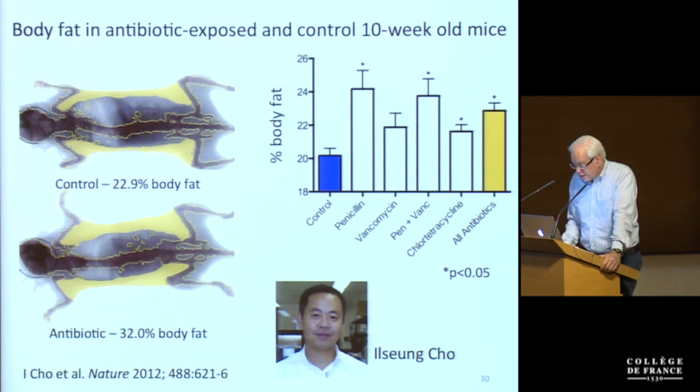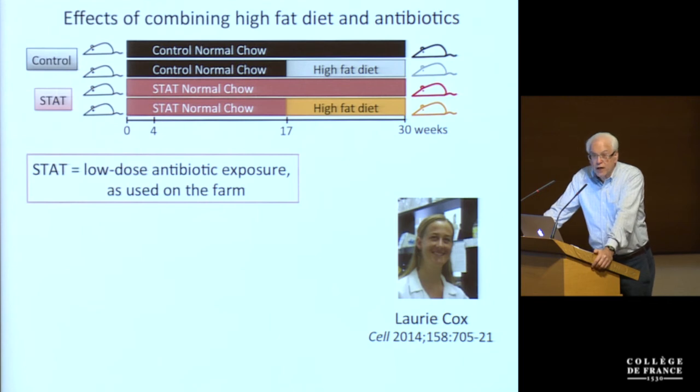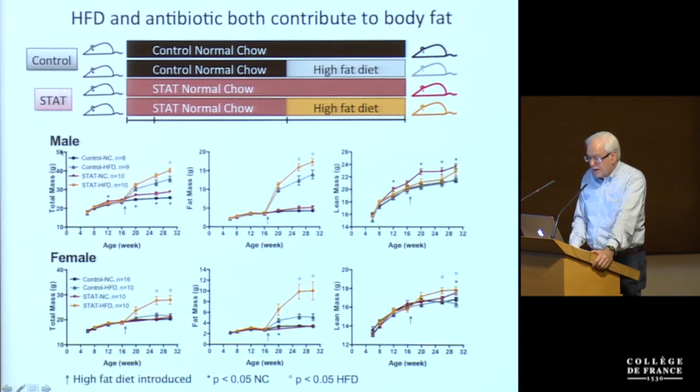But I'm going to go on to the next study, which was led by Laurie Cox when she was a graduate student in the lab. Laurie asked, what are the effects of combining a high-fat, high-calorie diet and antibiotics? So she gave mice the low-dose antibiotic exposure used on the farm. In this case, it was penicillin, or not. All the mice were started on normal chow, and at week 17 of life, half the mice were put on a high-fat diet. We studied male mice and female mice, total mass, fat mass, and lean mass.